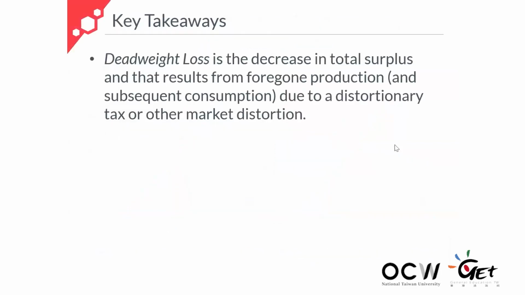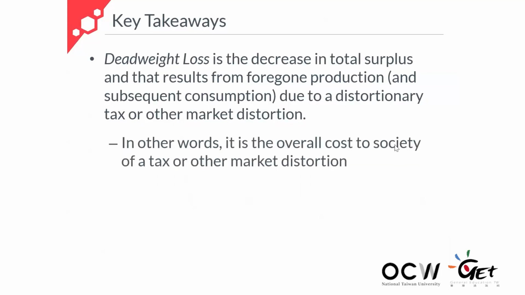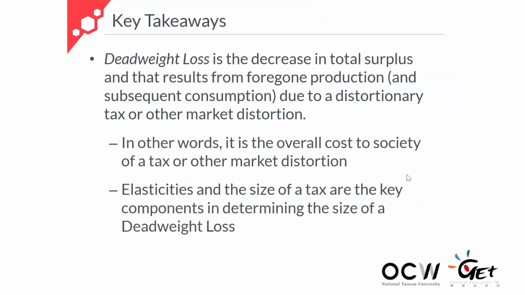Okay, so the key takeaway. Deadweight loss is the decrease in total surplus because of the foregone production and consumption, foregone transactions, because this tax distorts the market. And so it's the cost to society of a tax or other market distortions. And it depends on elasticities and also the size of the tax. So that determines how big the deadweight loss is.